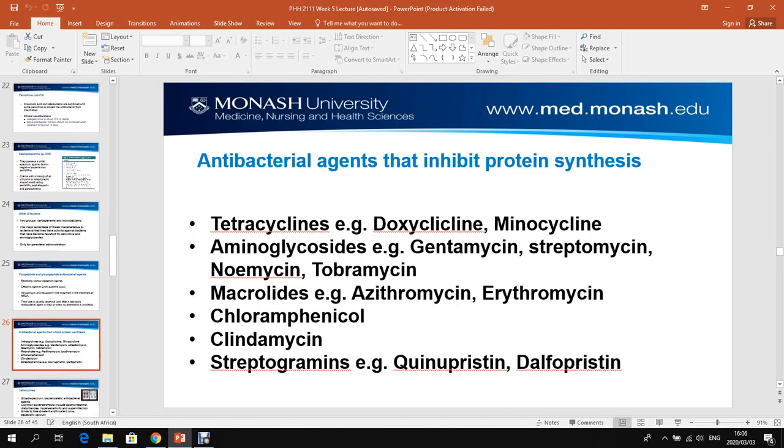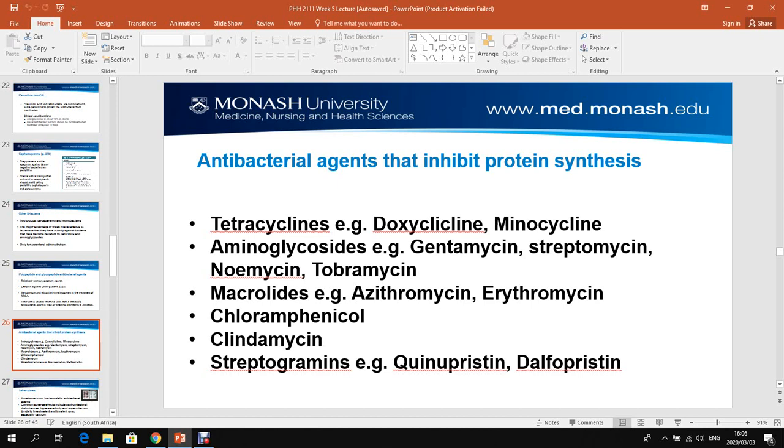Okay, let's move on to the next group of agents that inhibit protein synthesis. The examples here are tetracycline, as we saw earlier. Among the tetracyclines, you have examples such as doxycycline and minocycline. The second group is aminoglycosides. We have gentamicin, streptomycin, neomycin, and tobramycin as examples of aminoglycosides.